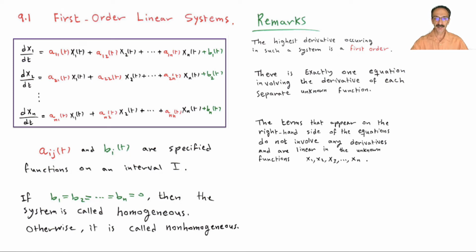The terms that appear on the right hand side of the equations do not involve any derivatives and are linear in the unknown functions x1 all the way to xn. There are no derivatives right here, and they are linear in x1, x2, xn. There is no second degree or third degree of x's right here. We will usually denote dxi/dt by just writing x sub i prime.